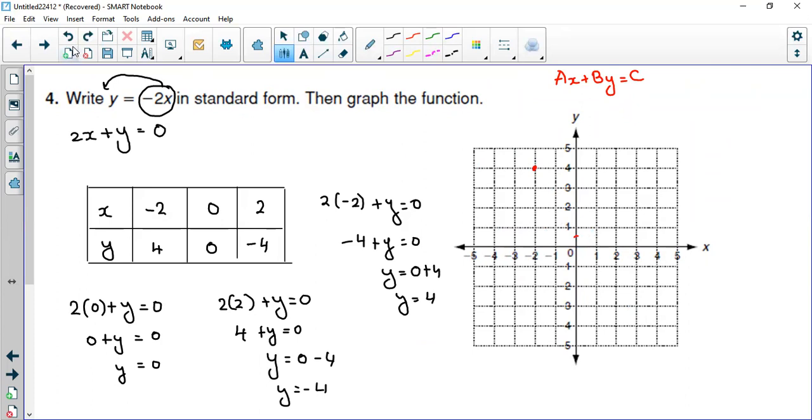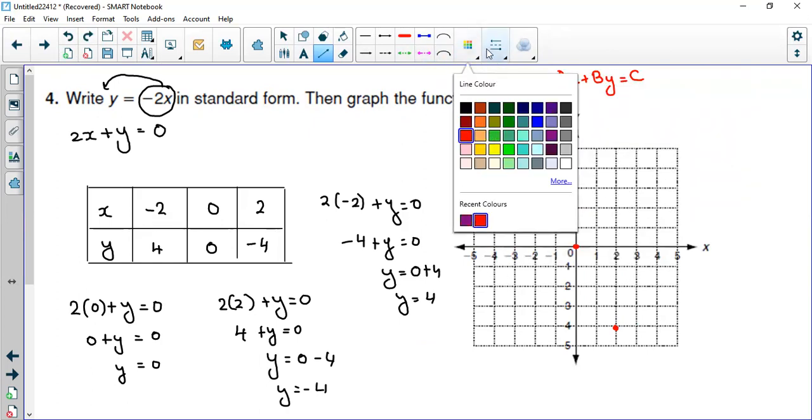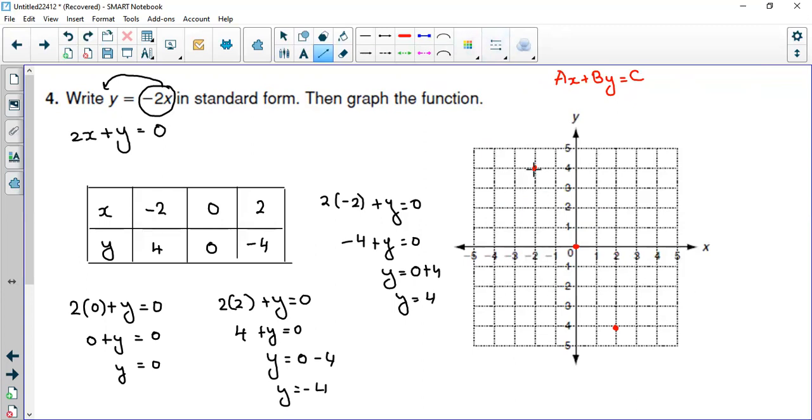Okay, so negative 2 and 4, that's here. 0, 0 is here, this point, and then 2 and negative 4 is here. So you've got 3 points now, just join them. That's all you need to do. So to join them, do use the ruler. Don't draw it with free hand, because graphs never come perfect with free hands. So this is how your graph needs to be.